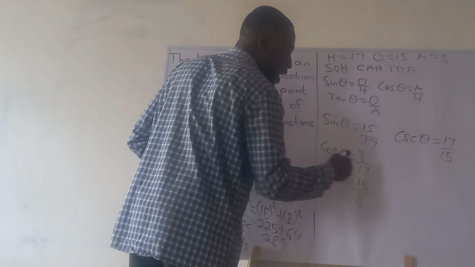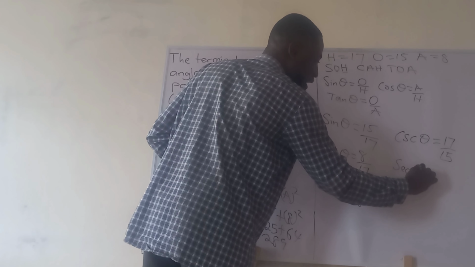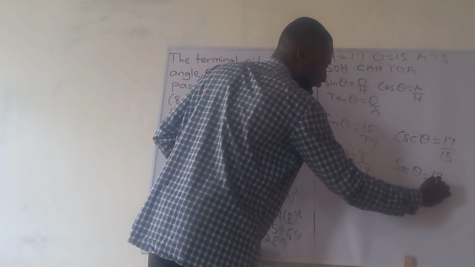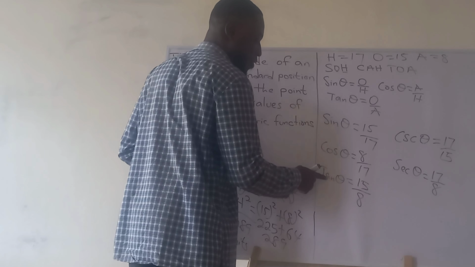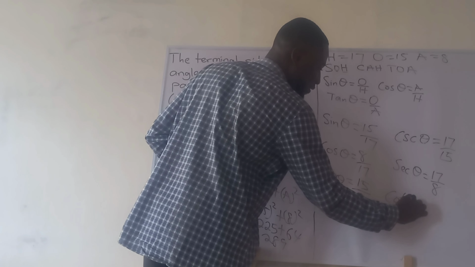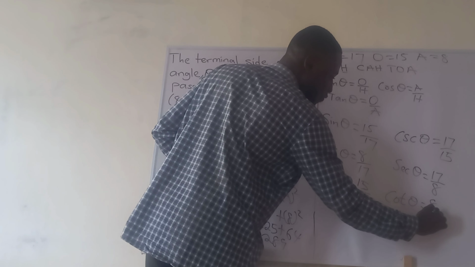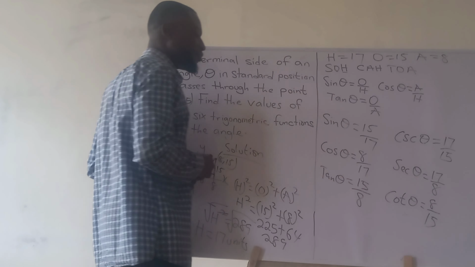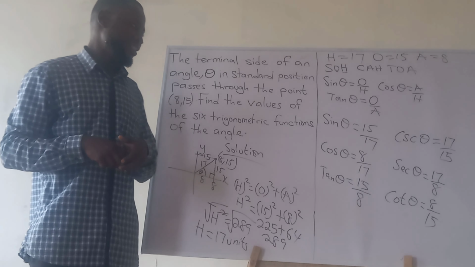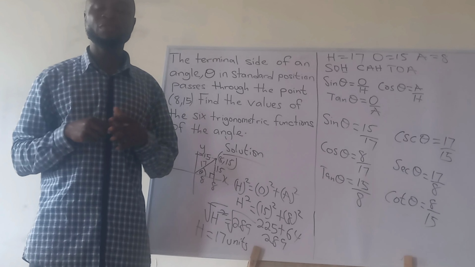Our cos theta has its reciprocal called sec theta, so you flip it: 17 over 8. And our tan theta, its reciprocal is cot theta. So cot theta equals, you flip it, the reciprocal, 8 over 15. So these are the values of the 6 trigonometric ratios.